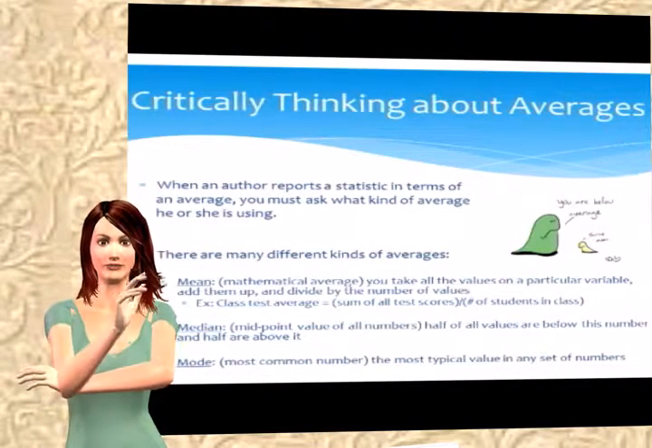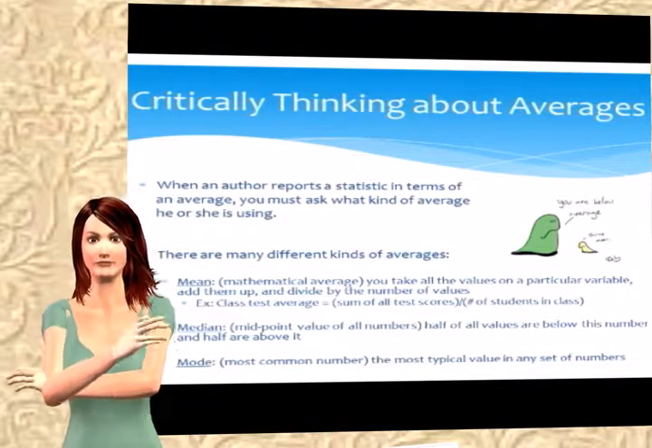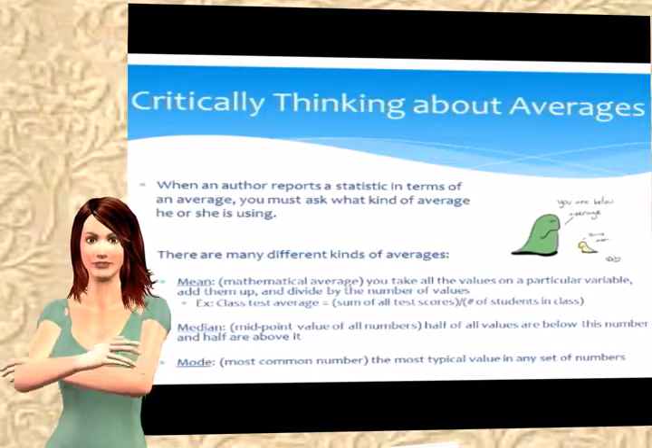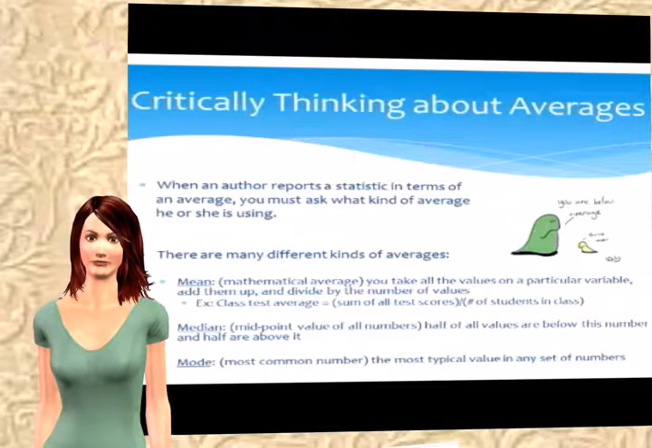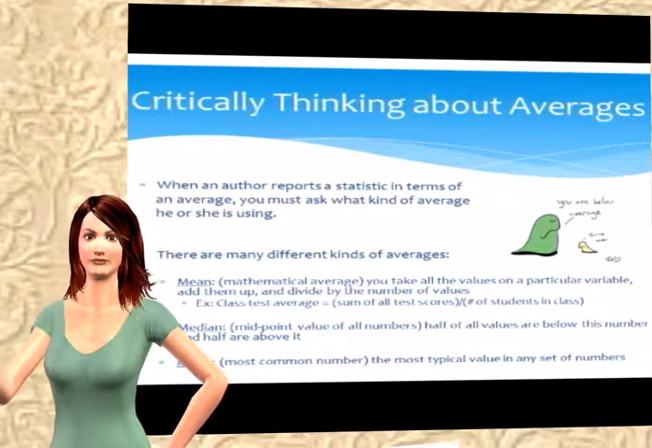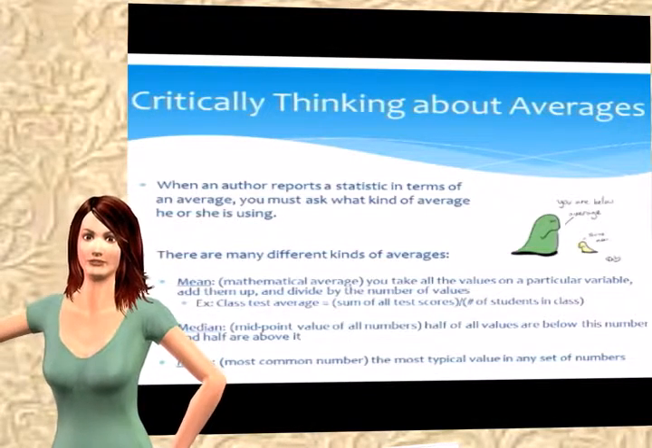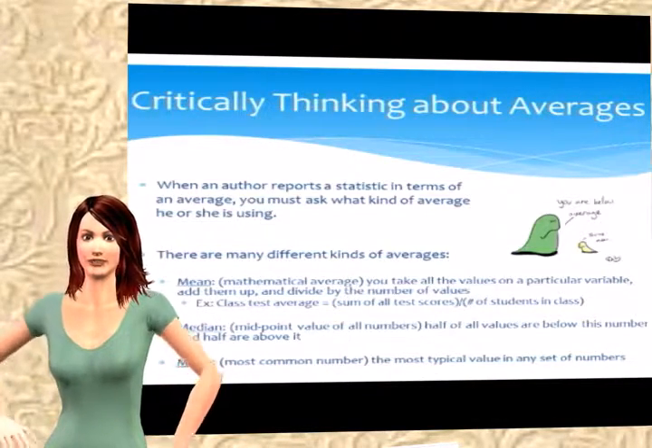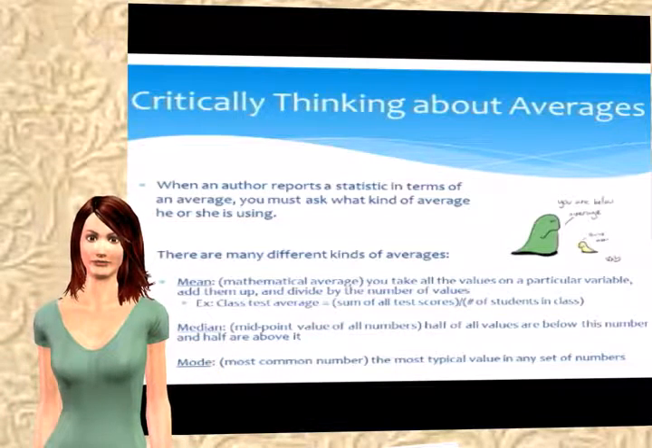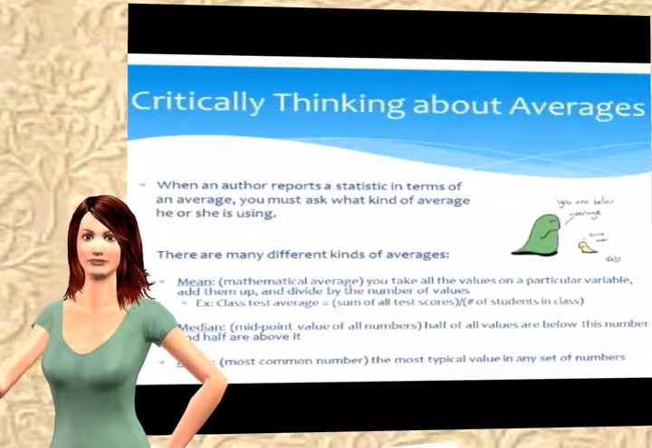But we have to critically think about averages, because when an author reports a statistic in terms of an average, you absolutely have to ask yourself the critical question of what kind of average he or she is using. Because there are actually many different kinds of averages. So if you've taken a statistics class, you're probably familiar with the word mean. Sometimes this is referred to as a mathematical average.